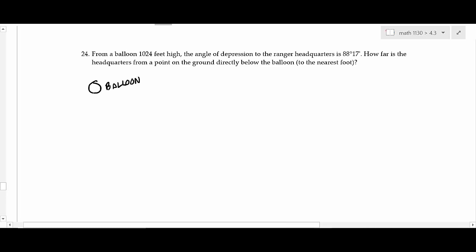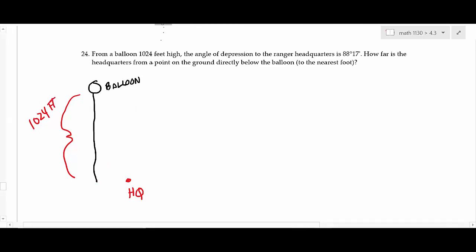Okay, and that's 1,024 feet high. So I'm going to know that this piece right here is going to be 1,024 feet high like this. The thing that you got to make sure that you're really solid on is what's meant by angle of depression. So what we have is the ranger's headquarters. I'm going to put HQ for the headquarters. That's somewhere down on the ground.